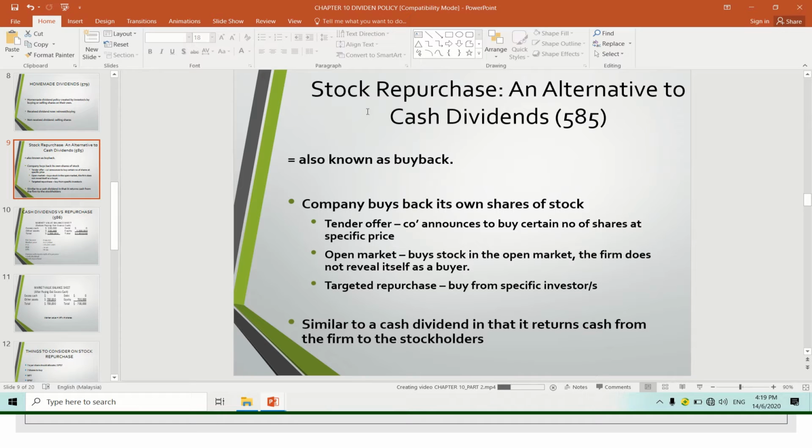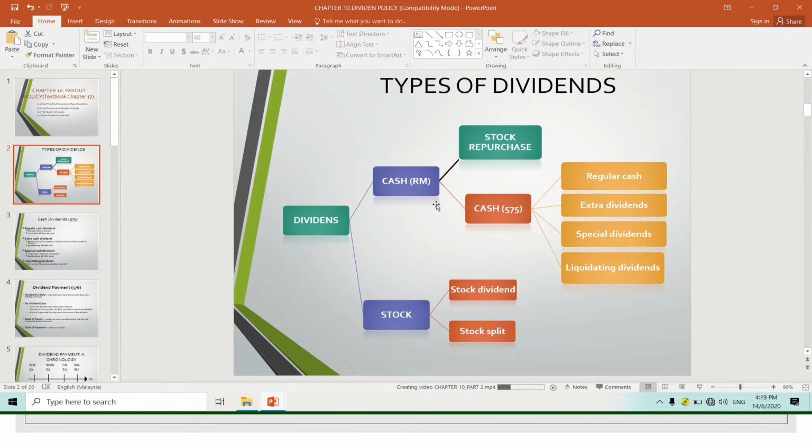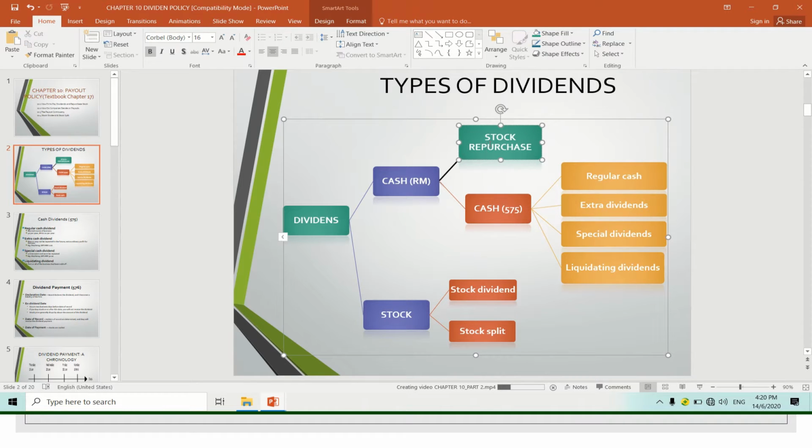Okay, so I will proceed with stock repurchase. It is an alternative to cash dividend. For further reading, you can read your textbook page 585. So just to recap, we have two types of dividend, which are cash dividend and stock dividend. For the cash dividend, there are two types, which are stock repurchase and also cash dividend.